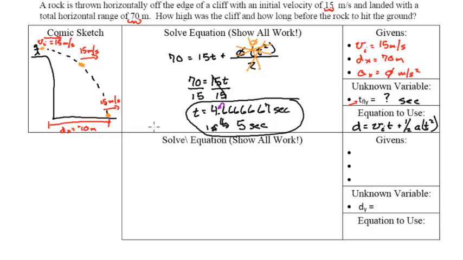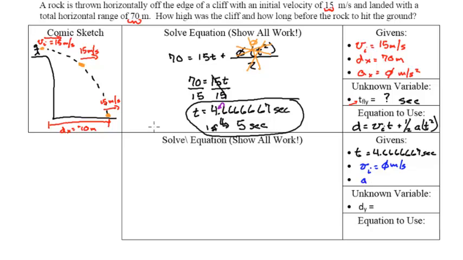But listen, I got this really accurate number. Shouldn't I use it for my next one? T equals 4.666667 seconds. And let's see, do I know anything else in the y-axis? Well, I know that velocity initial in the y-axis is 0.